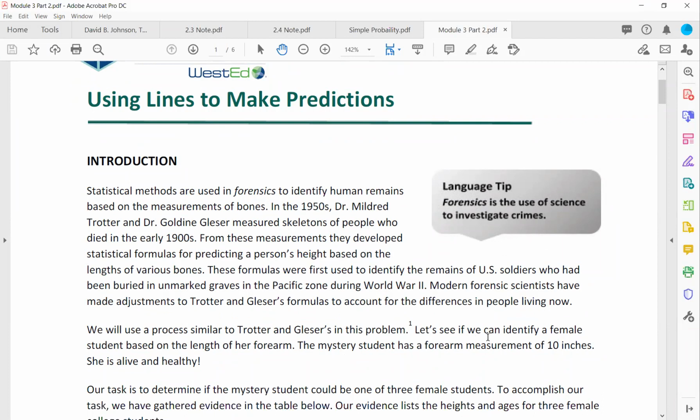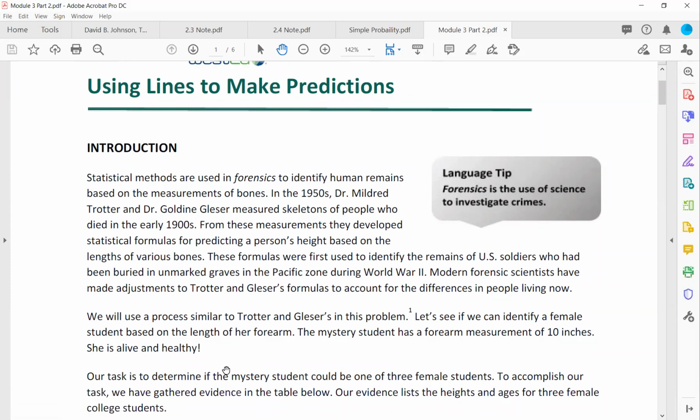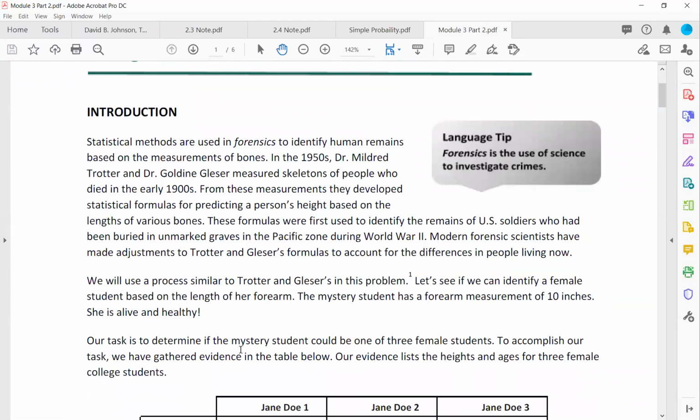Let's see if we can identify a female student based on the length of her forearm. The mystery student has a forearm measurement of 10 inches. She is alive and healthy. Well, our task is to determine if the mystery student could be one of the 3 female students. To accomplish our task, we have gathered evidence in the table below.